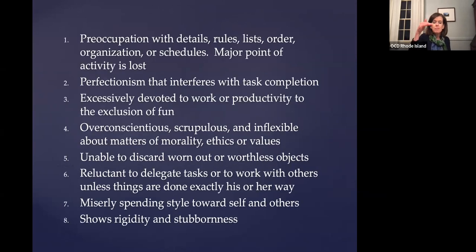All right, so multiple different criteria here. So the first is preoccupation with details, rules, lists, order, organization, or schedules, such that the major point of the activity is lost. So these are people who have a lot of to-do lists. They get very caught up in focusing on details, but sometimes in their focus on details, they kind of miss the forest for the trees. So they might get so preoccupied with doing things perfectly or in a certain way that they kind of lose sight of the bigger picture.